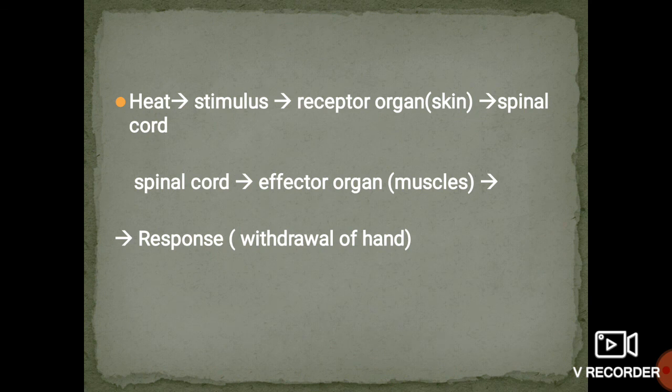Here heat is the stimulus and the receptor organ is the skin. The stimulus is received, the impulse is generated and sent to the spinal cord. There it is processed and the information is sent to the effector organ. Here the effector organ is our muscle, and the response occurs. The response is withdrawal of our hand.